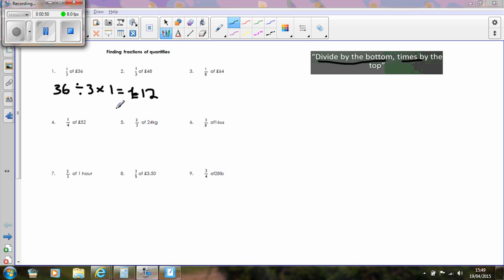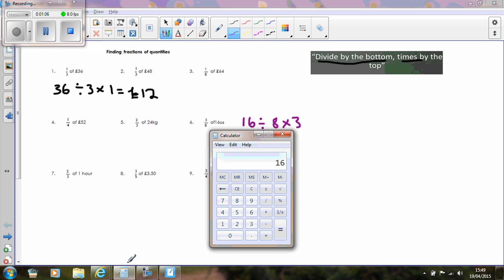Let's try a different one. This one here says 3/8 of 16 ounces. So we do 16 divided by the bottom, which is 8, and times by the top, which is 3. So we get our calculators. We've got 16 divided by 8. You might always press equals in between, just in case anything goes wrong.